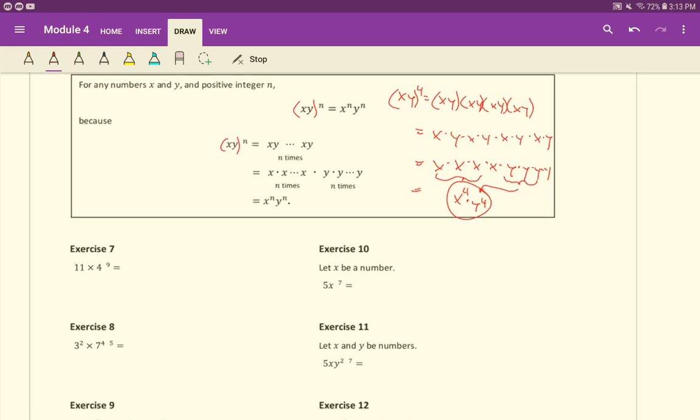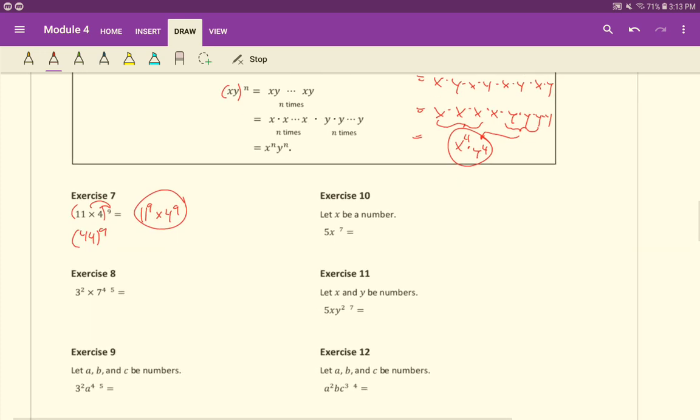So for example here, we have 11 times 4 to the 9th. Okay, it should be like that. Of course, one way you could write this is you could just say, oh, 11 times 4 is 44, and that's to the 9th. And that's not wrong. But they want us to practice using the exponential properties there. So we'll distribute the 9. So it's really 11 to the 9th times 4 to the 9th.